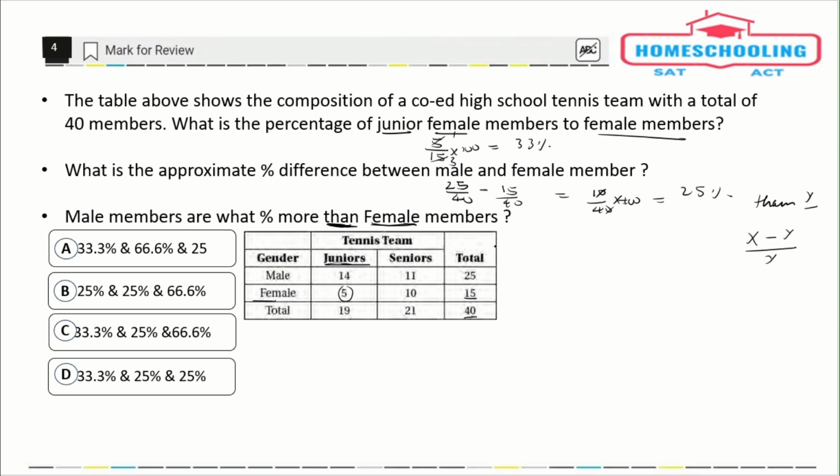So males are 25, females are 15, divided by 15 for female, because after than female was there. So this one would be 10 by 15 into 100, that would be 2 by 3. So as we know, 2 by 3 is 66.66%. So your option C is correct here.